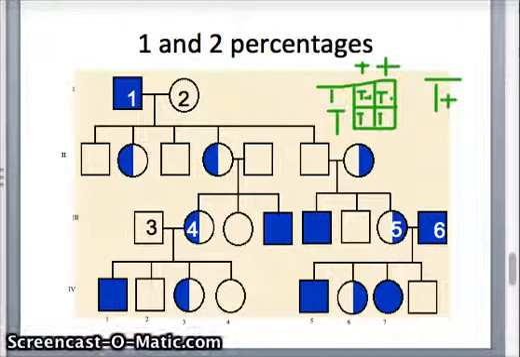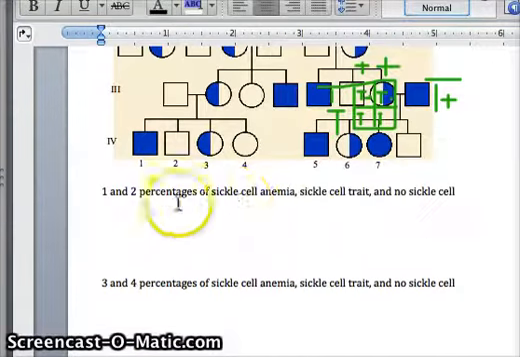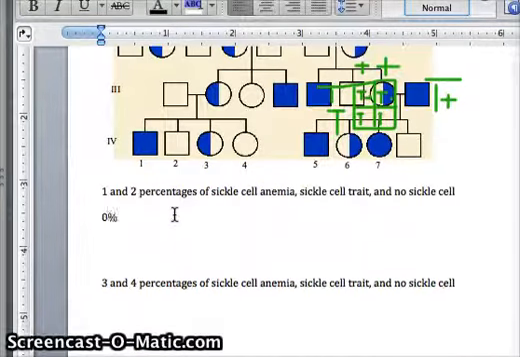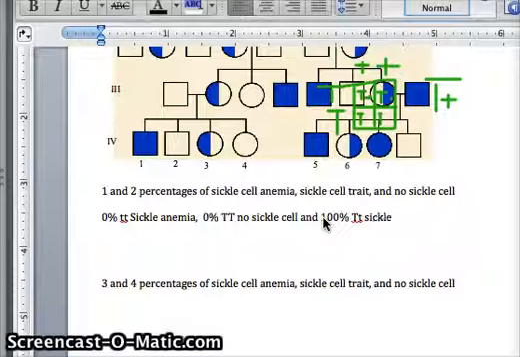So if we go back to the sheet here, 1 and 2 percentages of sickle cell anemia. So there'd be 0% sickle cell anemia because they're all big T, little t. So all 0% little t for sickle cell anemia. It would be 0% for no sickle cell, which would be big T, big T. And then it would be 100% big T, little t, which is the sickle cell trait, the carrier.